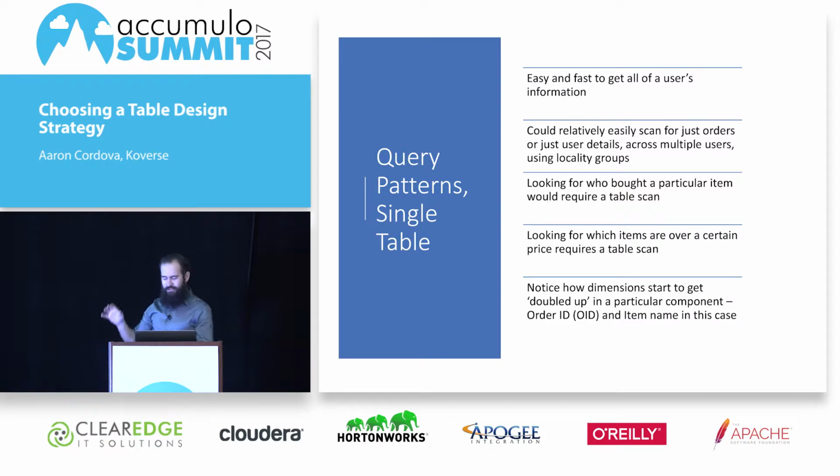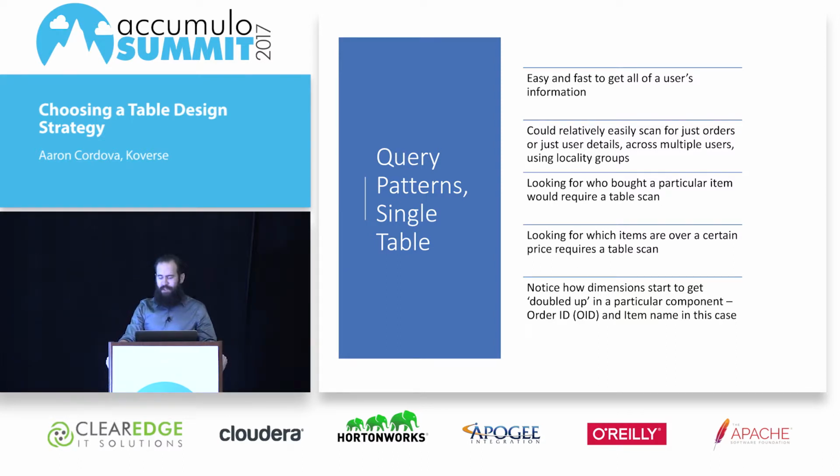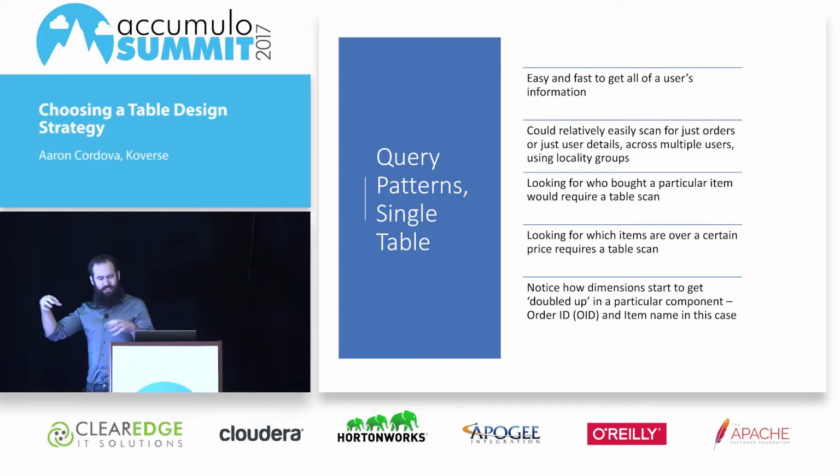But there's other things that are going to be very slow. If I want to figure out which users bought a particular item, I have to scan the whole table, right? And again, that's going to be slow. So I've lost my query speed. Looking for which items are over a certain price requires a table scan. And then I pointed out how I was starting to double up on my dimensions, where the column qualifier was storing two dimensions for me. It was storing orders and their ID and their items. So order ID 1 and the first two column qualifiers logically belong to the same order, and then the third one is a different order.